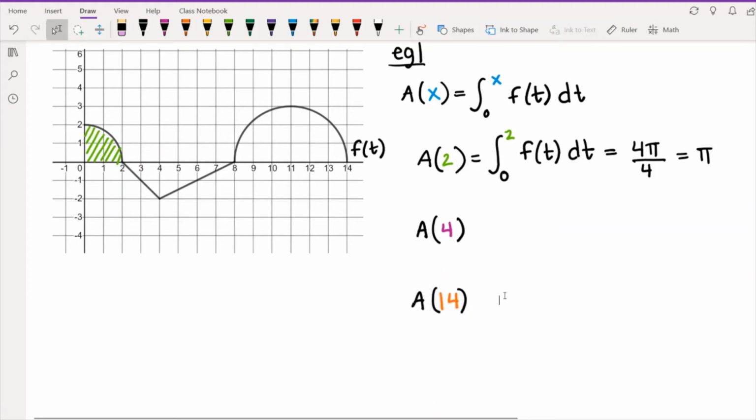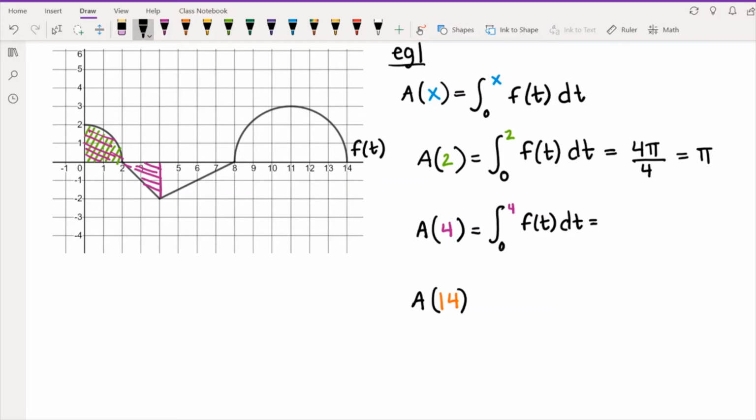Okay, so A of 4 would now be doing the same thing, but now we're doing the integral from 0 to 4 of f of t dt. So how would we find that? Well, now we have an area that's going to start with this part over here, but then it's also going to include the stuff down here. And so remember, when we have parts of the graph that are under the x-axis, we need to count them as negative.